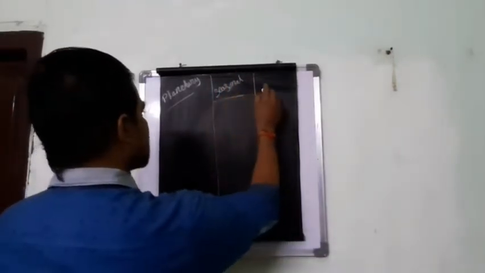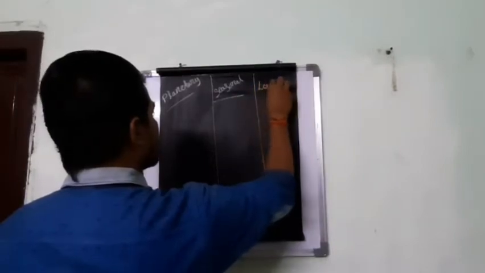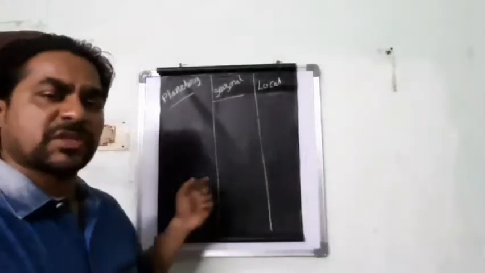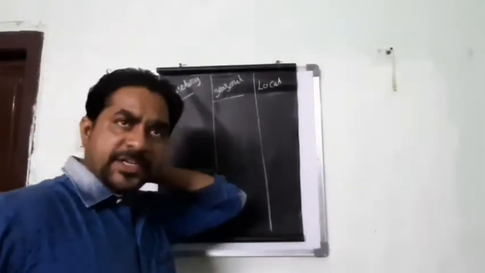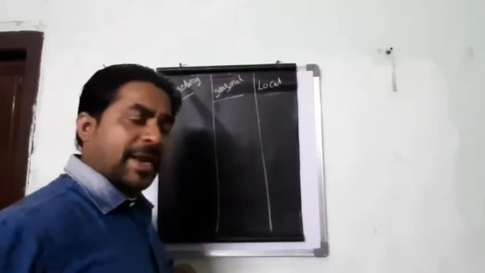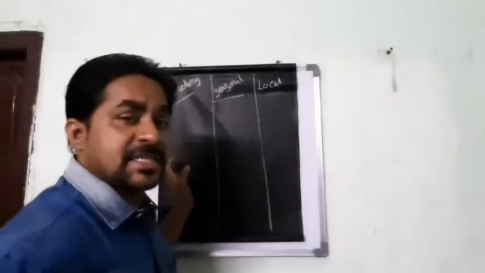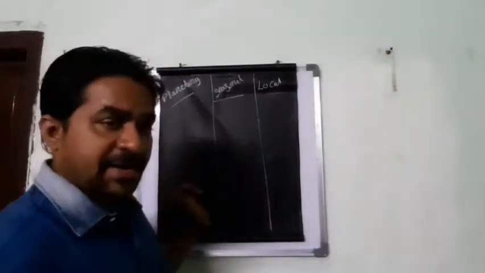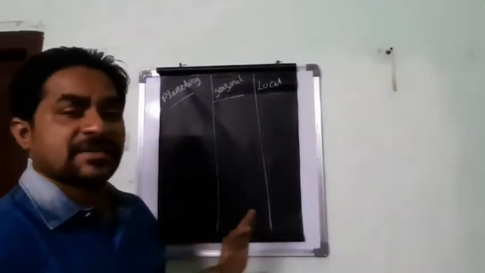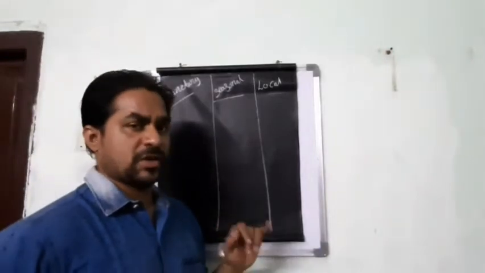The next one is local winds. Try to understand that. I'll give you the clarity about these three. The winds are classified into three types based upon the speed and also the direction. One is planetary winds, one is seasonal winds, and one is called local winds.